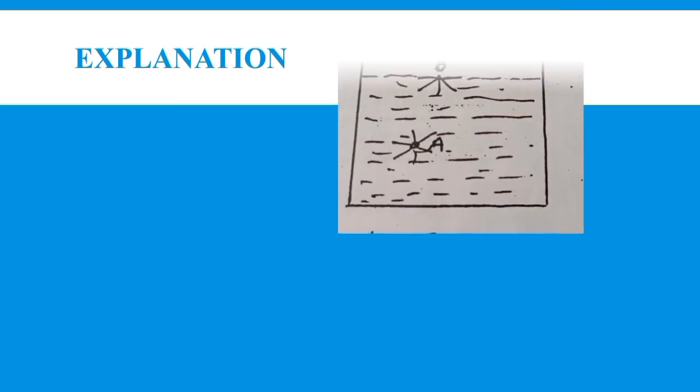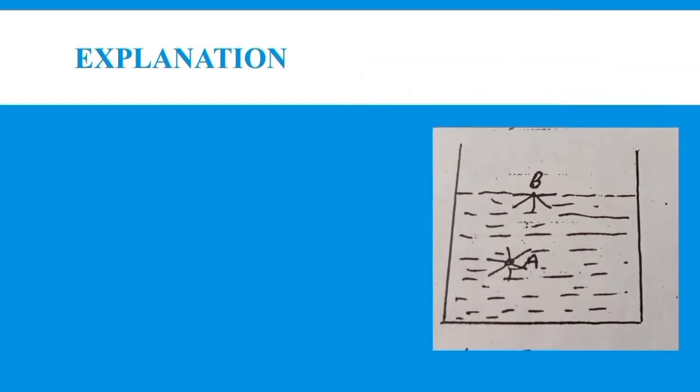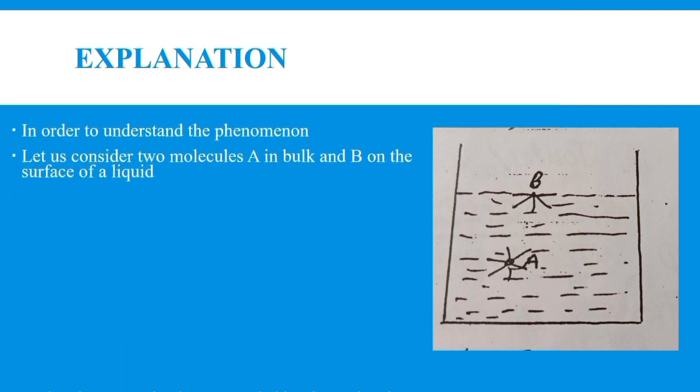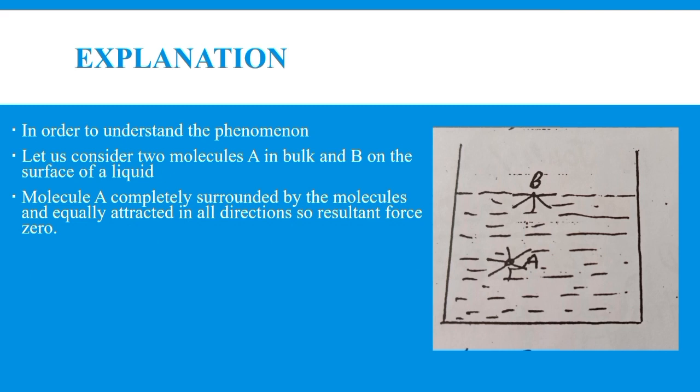Explanation. Look at the picture, the diagram showing two molecules, A and B. In order to understand this phenomenon, let us consider molecule A, present in the bulk, and molecule B on the surface of a liquid. Molecule A is completely surrounded by molecules and equally attracted in all directions, so the force on the right side is cancelled by the force on the left side, and the force acting upward is cancelled by the force acting downward.